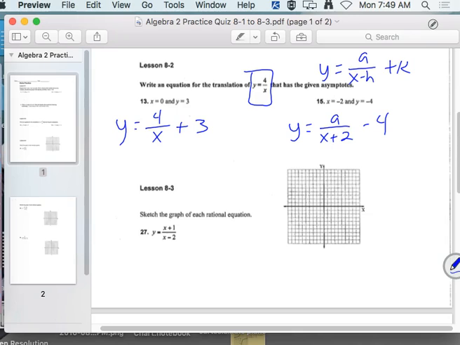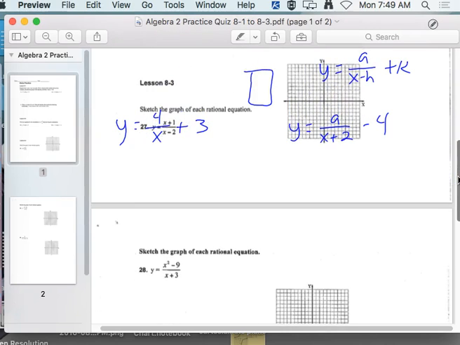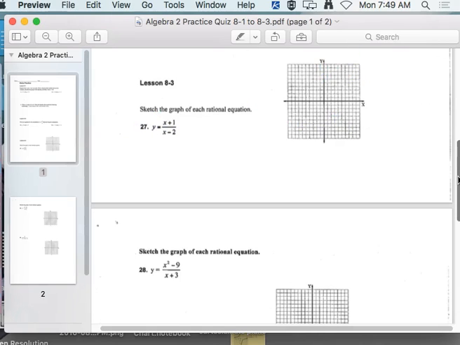There it is. So, 8-1, direct, inverse, and joint variation. 8-2, just translating basic y equals a over x minus h plus k. 8-3, there was a lot of stuff. Lot of stuff. Do you remember any of the stuff?